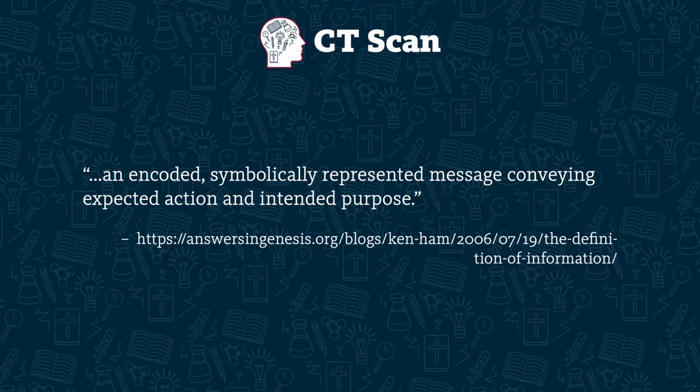Based on Dr. Gitt's work, though, a research team identified a much more holistic definition of information as an encoded, symbolically represented message conveying expected action and intended purpose. Dr. Gitt explains that information involves 5 levels. Statistics, for instance, about the quantity and frequency of letters in a message. Syntax, the rules for putting letters and words together. Semantics, the meaning a message conveys. Pragmatics, the response a message activates. And apobetics, the communication's result. And genetic information involves all 5 levels.